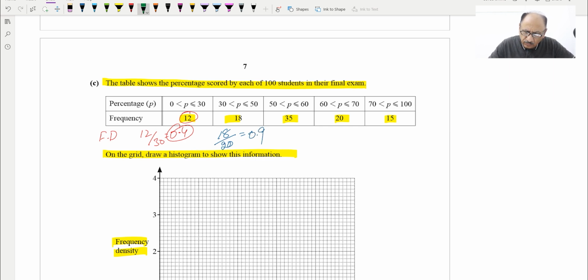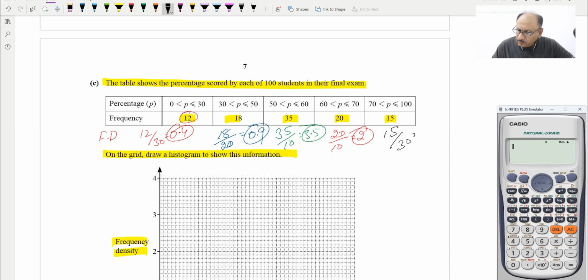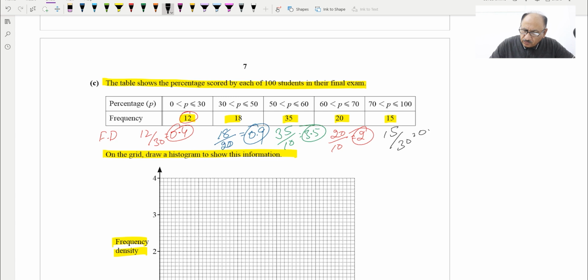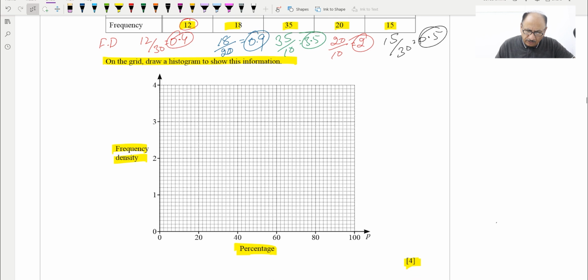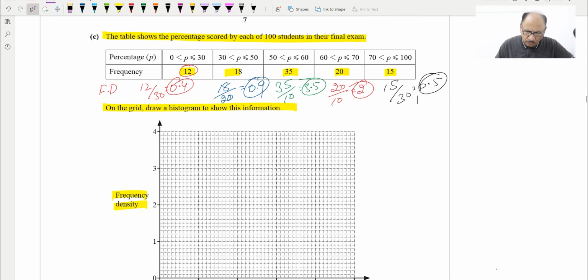And next we can calculate 35 over 10, so it will be 3.5. Next will be 20 over 10, which is 2, and the last one will be 15 over 30, which is equal to 0.5. These are the frequency densities which we need to plot, from 0 to 30.